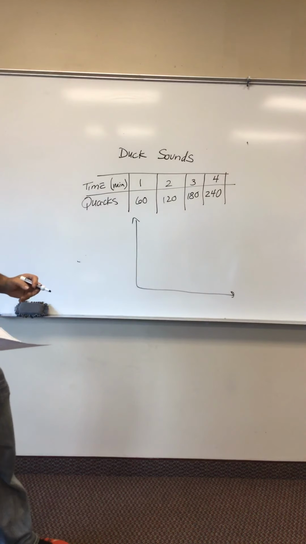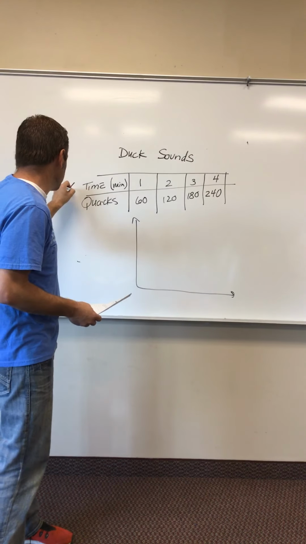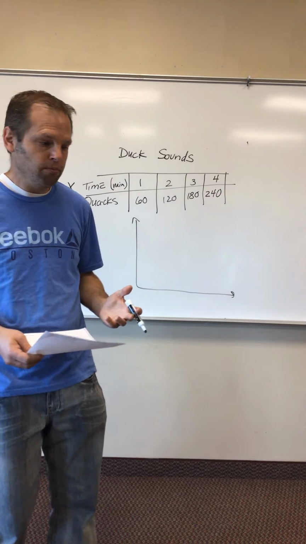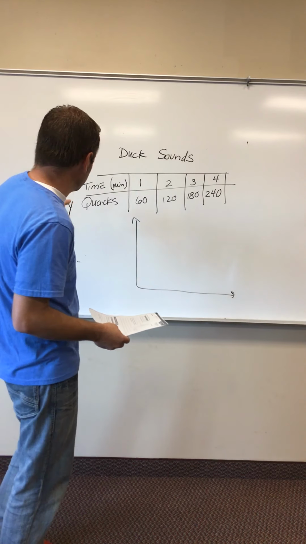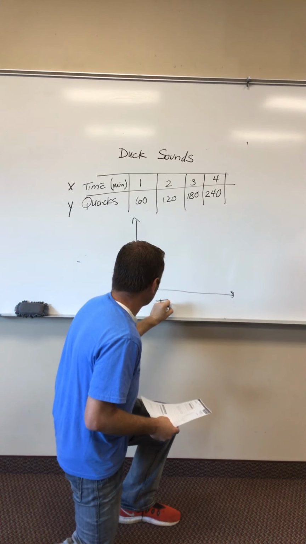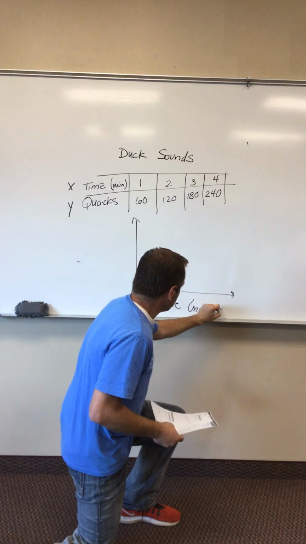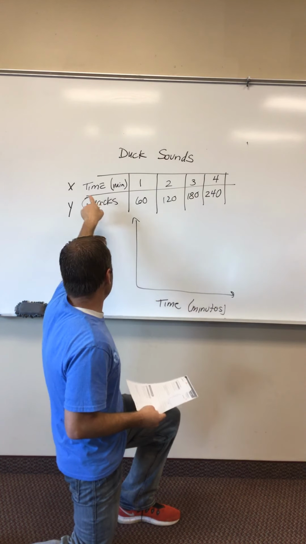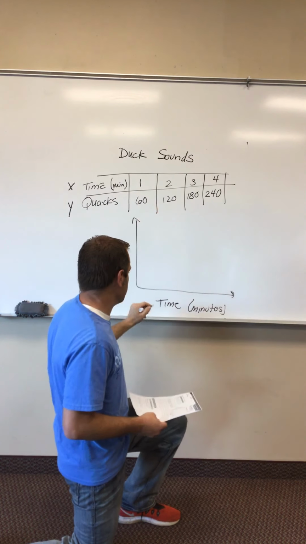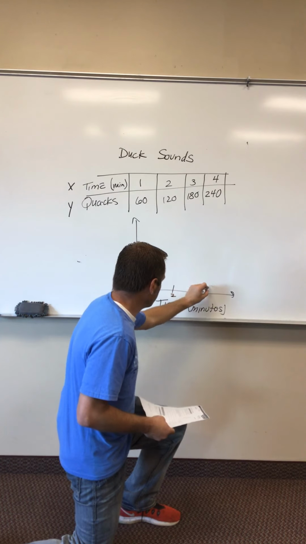When I do this, I need to get an x and a y. So I need to decide, I'm going to make time my x, and I'm going to make the quacks my y. First thing I'm going to do is label my coordinate. Here we go, this is time, and this is in minutes. My time goes up by 1. So 1, 2, 3, 4. It makes sense to me to label 1, 2, 3, 4.